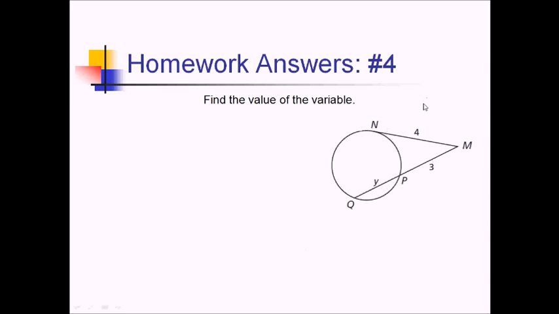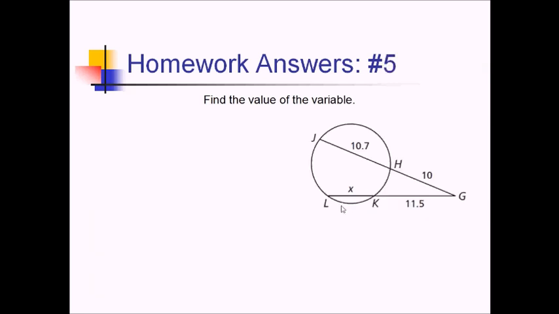For number 4, we have a tangent and a secant line here. So this is going to be c squared equals a times a plus b, or 4 squared equals 3 times y plus 3. So we've got 16 on the left and 9 plus 3y on the right. Subtracting 9, we got 7. Dividing by 3, we have y equals 7/3.